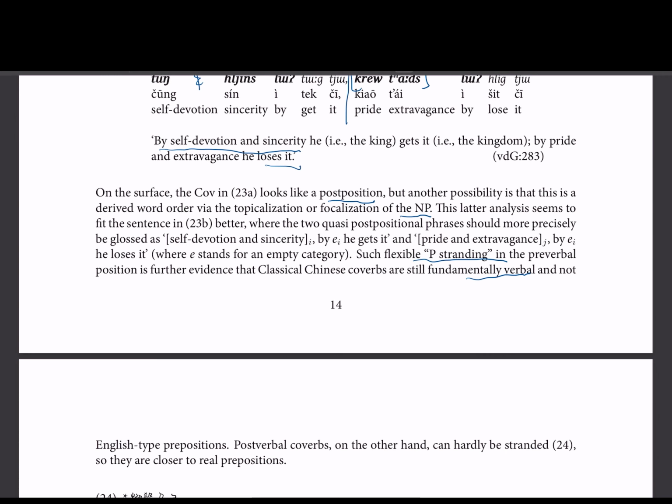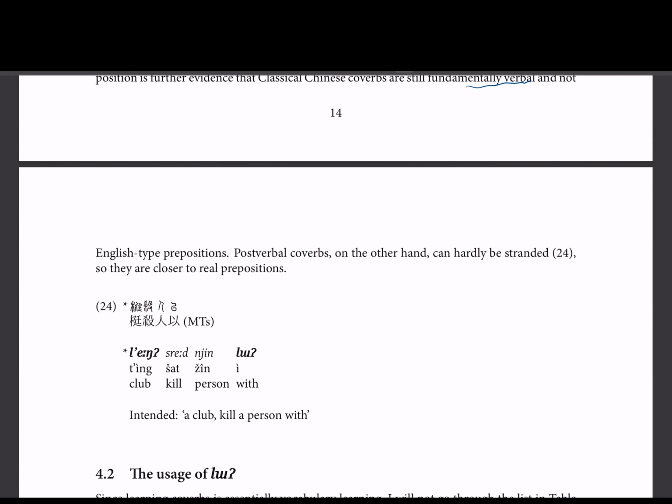By contrast, we can hardly strand post-verbal coverbs in classical Chinese, as in 24. We can't say something like club, kill, person, with. So we can say club, with, kill a person. That's okay. But we cannot say club, kill a person, with.